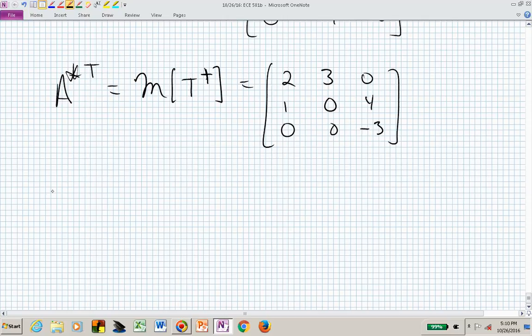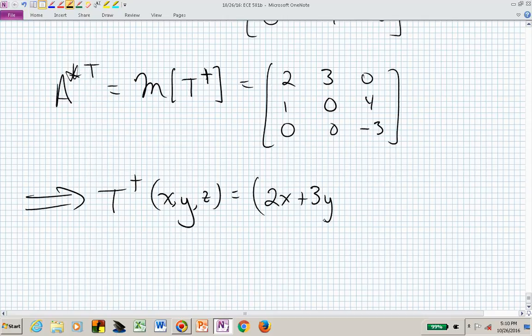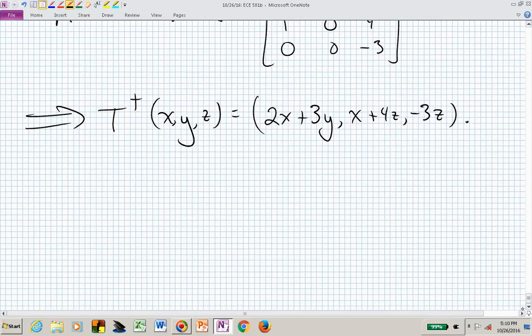Now we can say, what is T dagger of XYZ? The first coordinate is 2x plus 3y. The middle coordinate is x plus 4z. And the third coordinate is minus 3z. And if you really enjoy playing with matrices, we could check our work if we wanted to.